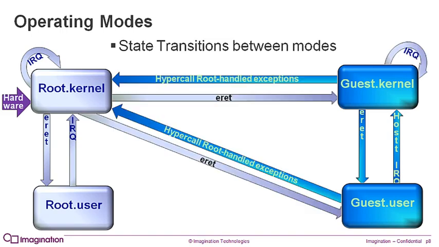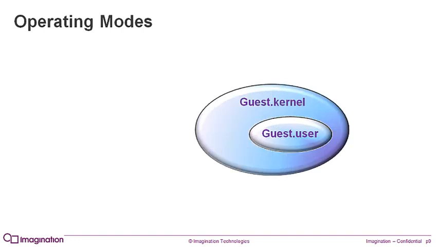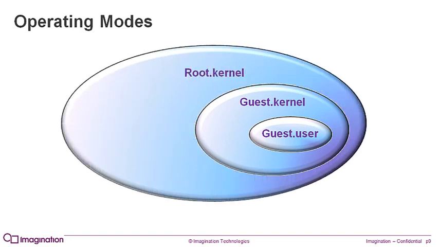The hypervisor handles all exceptions that happen in the root context and can selectively handle exceptions that happen in the guest context. 3 operating modes are required to execute a virtualized guest operating system: unprivileged guest user, limited privilege guest kernel, and full privilege root kernel. In addition, a root user mode can be used to execute non-virtualized software that needs to be secure.